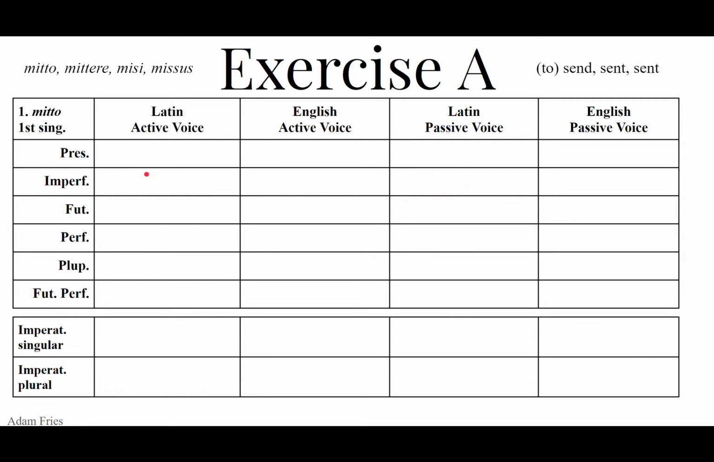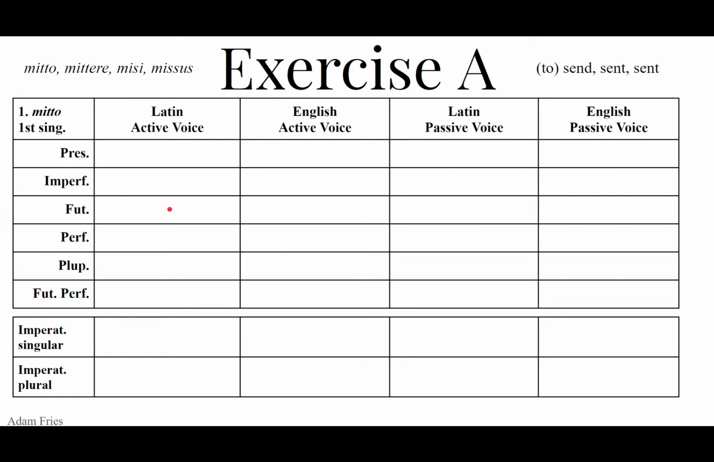Now we're going to add the letter e between the stem mitt and the ba to get mittebat. I'm sorry, first person singular: mittebam. Mittebam. I was sending. I used to send. The passive would be mittebar. I was being sent. The being is important, Ben.